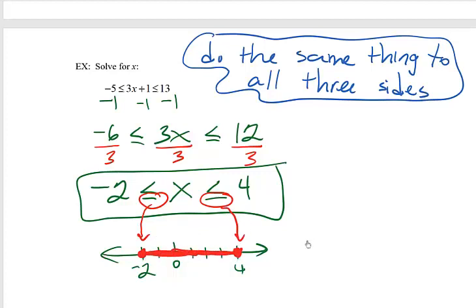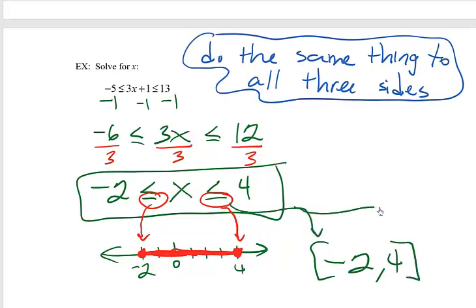The interval notation would simply be number farthest to the left, comma, number farthest to the right. And then what do I want around them? Well, they're both included, so that's the bracket. The bracket also goes with the equals sign in the inequality symbol. This would mean all numbers from negative 2 to 4, including the ends.